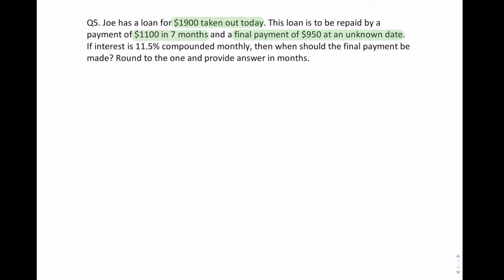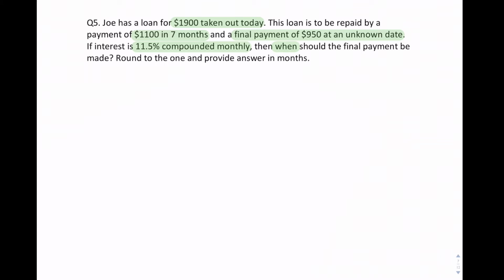So interest is 11.5% compounded monthly. This is a compound interest question, and we want to know when the final payment should be made. The word "when" means we're going to be looking for our n. We actually know all the payments and the loan.